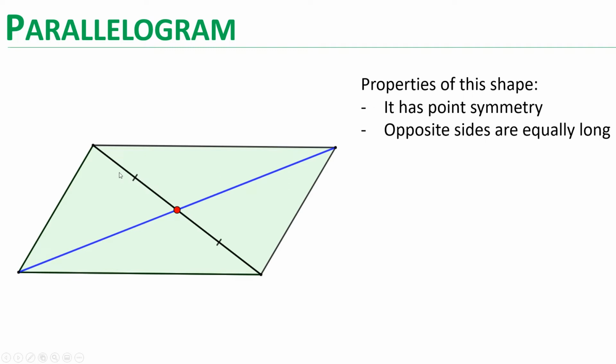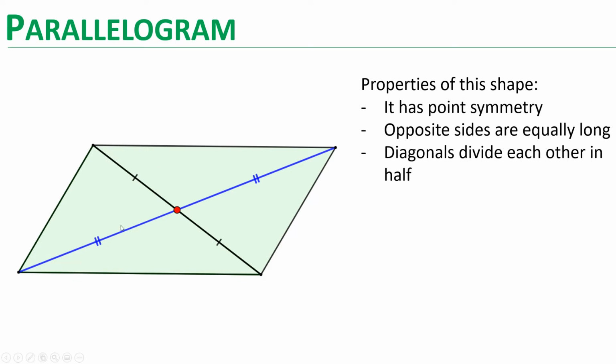Then let's look at the diagonals. We started already with this diagonal. It used to be a side of our original triangle, and this point cut it in half. If we look at the other diagonal, the blue one here, then this part is the same as this part. So this diagonal is also cut in half by this midpoint. So basically the diagonals divide each other in half into 2 equal parts.